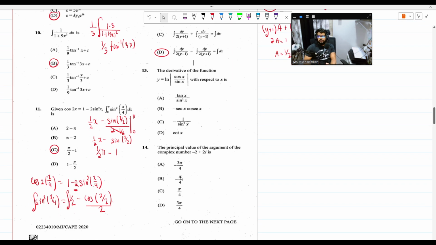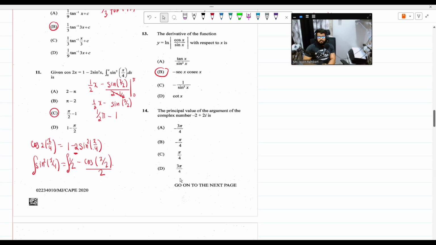So this one is straightforward, a repeat question. You could see it, no beating around the bush. B is the answer. The principal value of the argument of the complex number, again, is another repeat question. Give me a second.